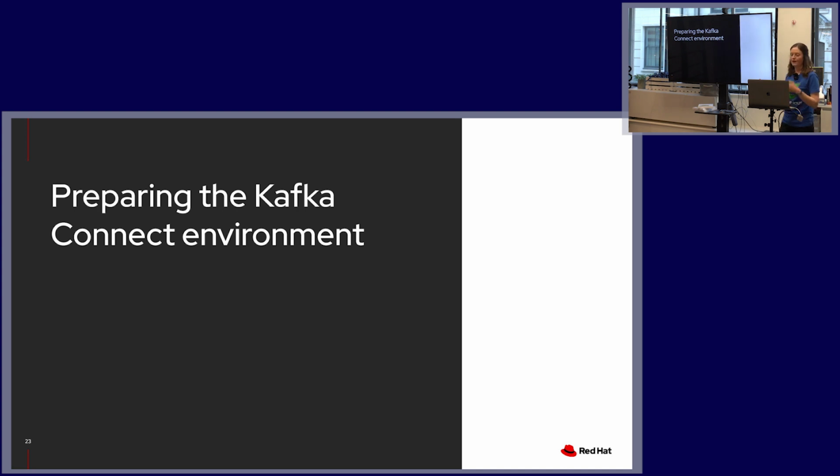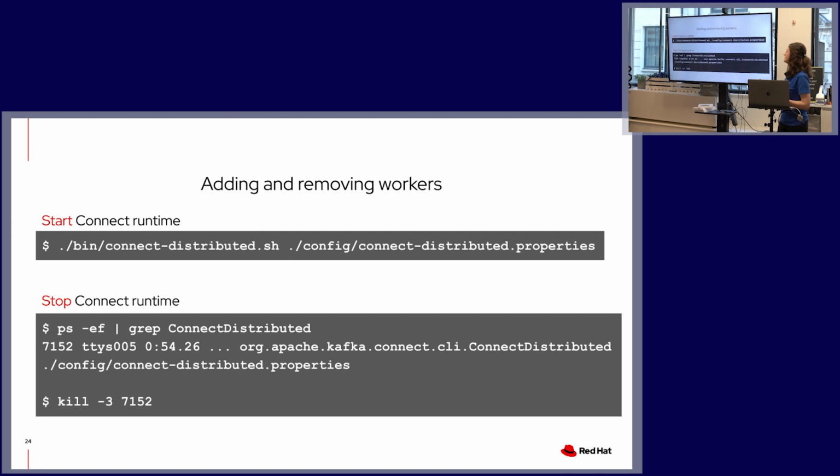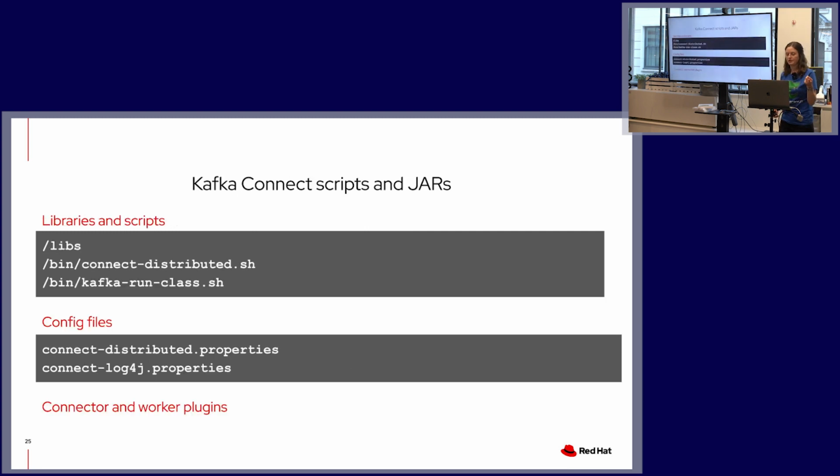Okay, so let's talk about preparing the Kafka Connect environment. To start Kafka Connect, you use a shell script and a properties file, and then stopping it is as simple as just sending it a kill. The shell script, the properties and all the files you need to run Connect are part of the Kafka distribution. So these are specifically the things you'll need to gather if you want to start Connect.